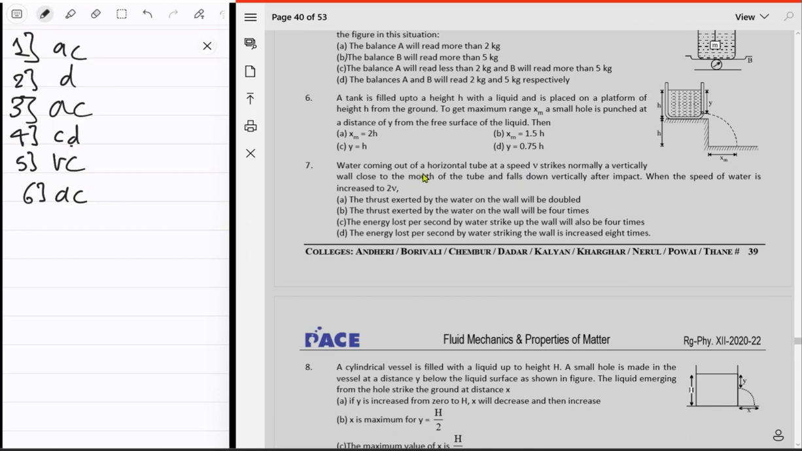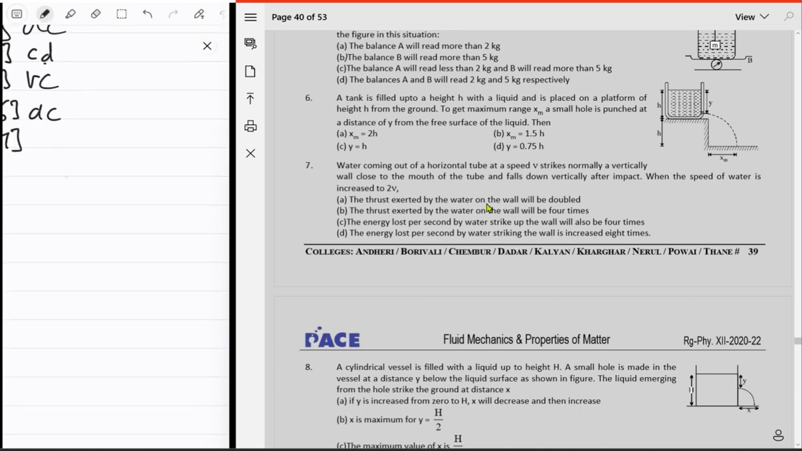Next, water coming out of a horizontal tube at speed v strikes normally a vertical wall close to the mouth of the tube and falls down vertically after impact. When the speed of water is increased to 2v, it's doubled. There's atmospheric pressure, but ignore that. So the thrust exerted by the water.